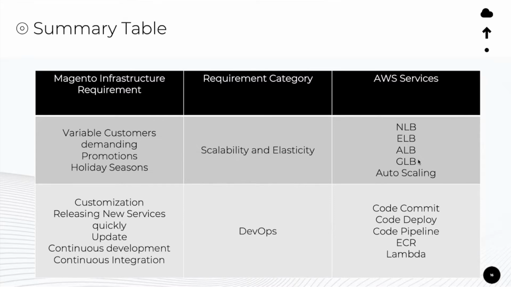We are also meeting the variable customer demand and the promotions during the holiday seasons through scalability and elasticity, which can be satisfied by having the network load balancer, the application load balancer, elastic load balancer, and gateway load balancers, and different auto scaling services that can be applied at the compute level.